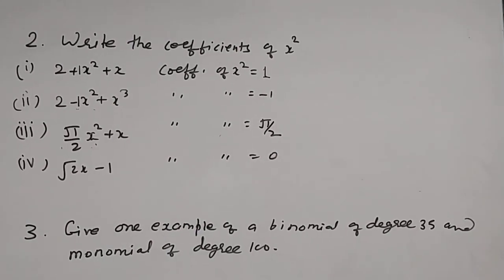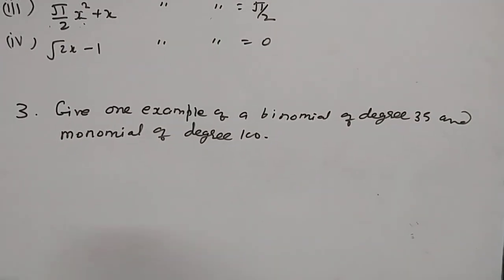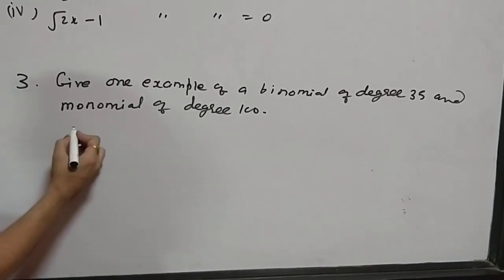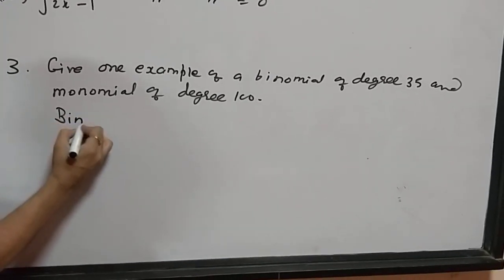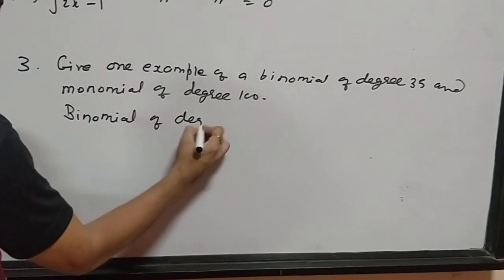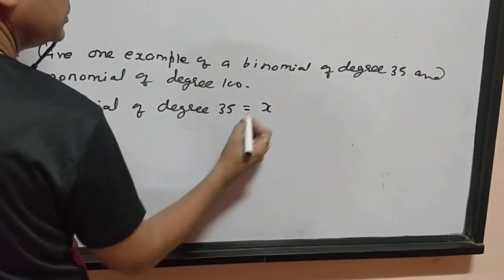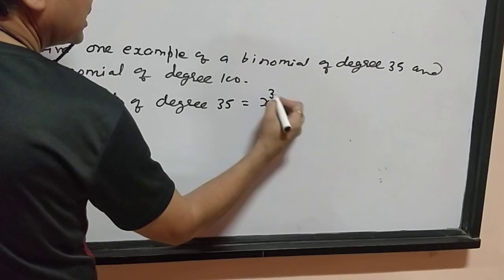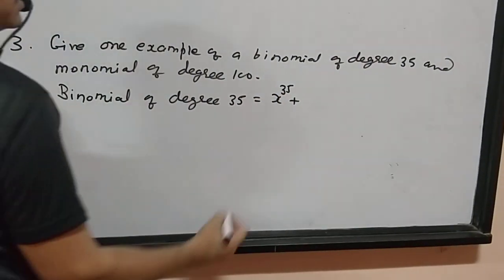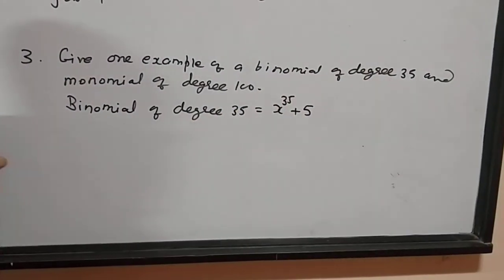Now see, give one example of a binomial of degree 35 and a monomial of degree 100. So binomial means there must be two terms. So a binomial of degree 35 is x raised to 3 plus x raised to 35, because the degree is 35, plus 5. You can add anything, but the degree must be 35.